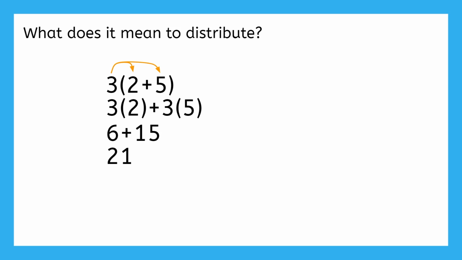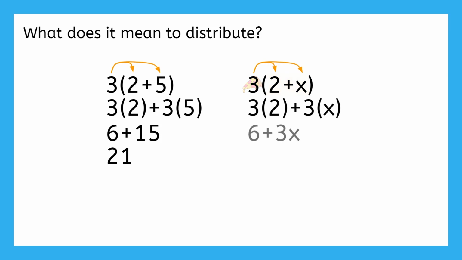So why do we need another method when combining the 2 and the 5 inside the grouping just works perfectly fine? Well, what if instead of a 5, it was an x? I can't do 2 plus x because they're not like terms. But I could still distribute my ooey gooey cheesy pizza 3 to the 2 and to the x.